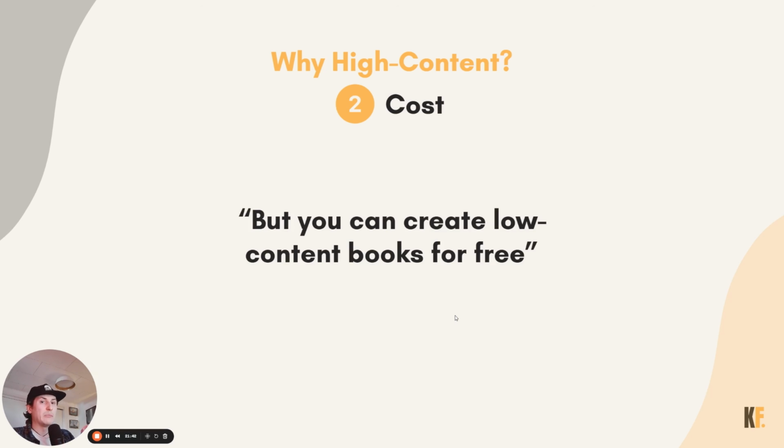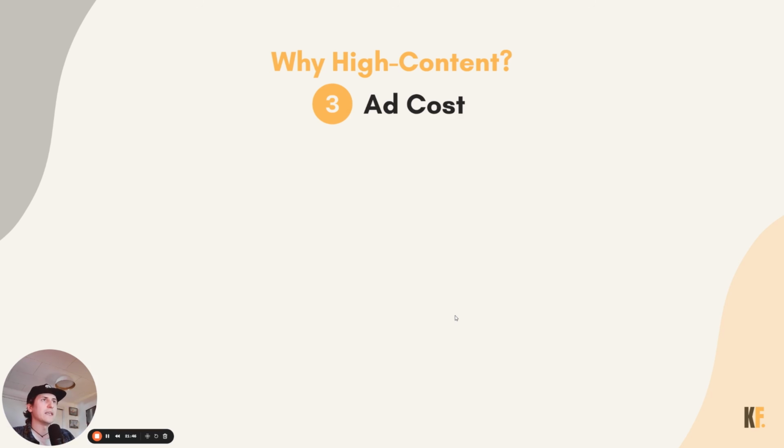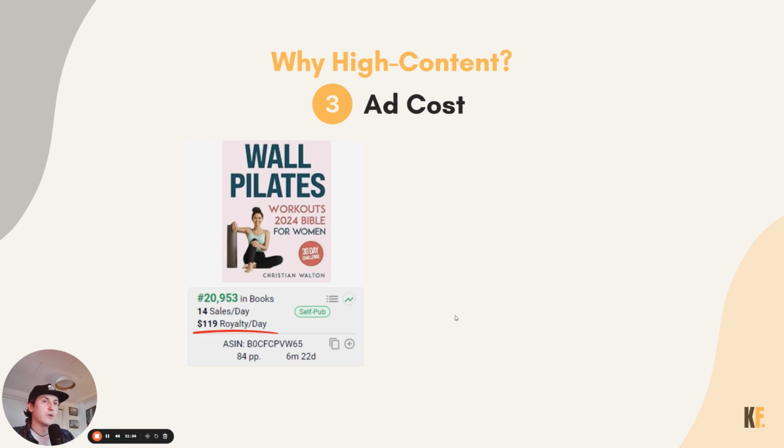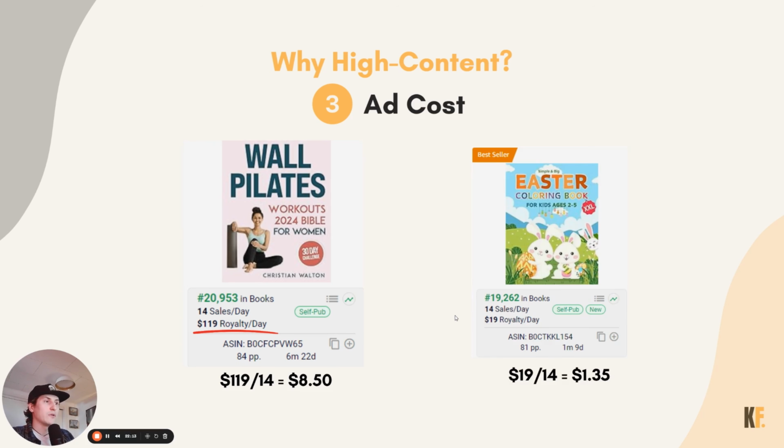So, the third and one of the biggest reasons why I value high content publishing over low content publishing is the ad cost. So, this is another thing that a lot of people don't really talk about. And let's break it down. So, let's go back to our Wall Pilates book that's making $119 a day with 14 sales. So, if you find the average here, it's going to be about $8.50 royalties per book. So, going to the Easter coloring book, the $14 a day at $19, you're only making $1.35 per book.